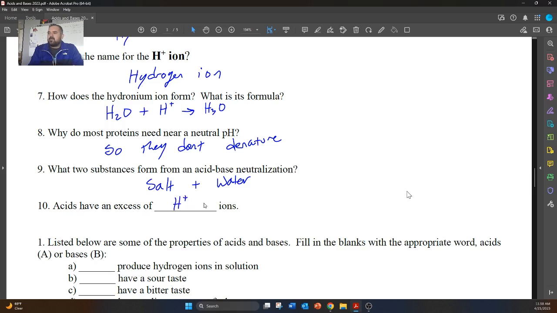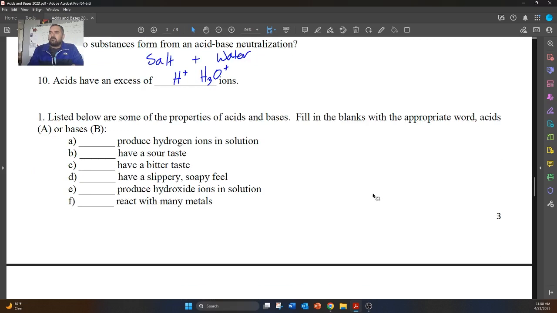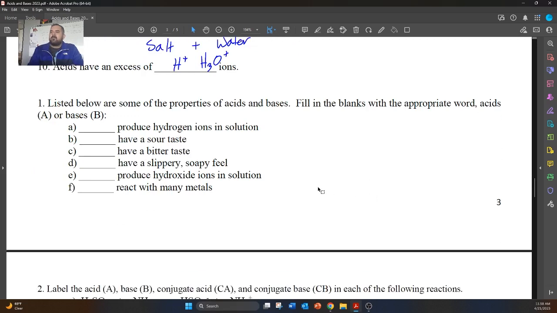All right, H plus or H3O plus. One, what are some of the properties of acids and bases? Fill in the blanks with the appropriate word. Acids A or bases B. A, B, A, C, D, B, E, and F, A. All right, good.